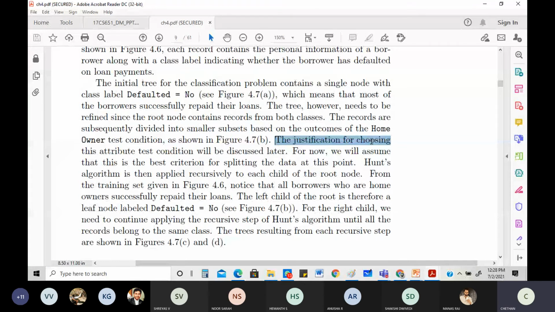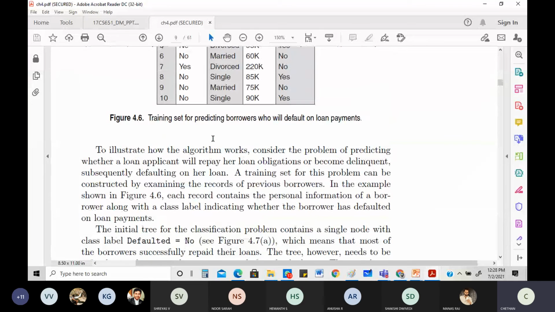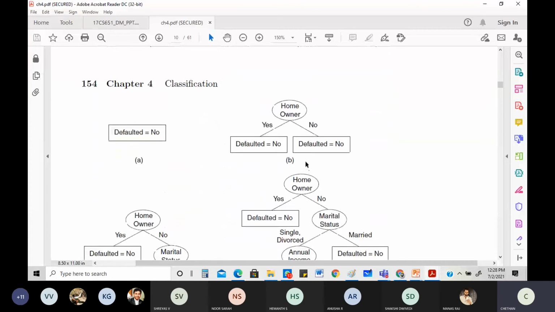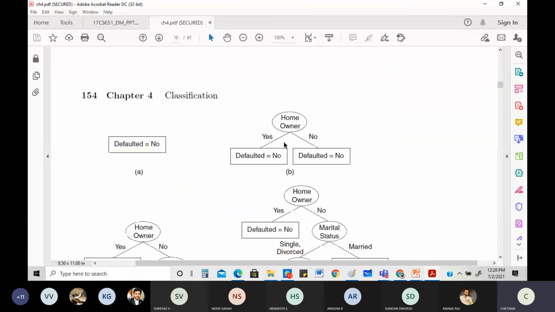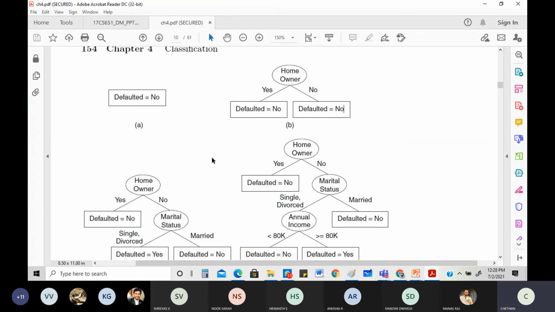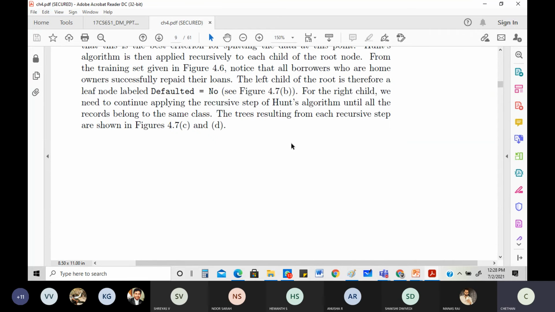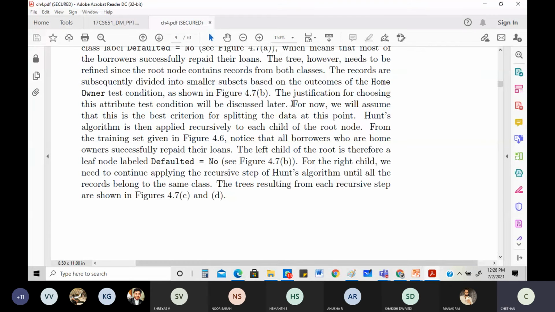The justification for choosing this attribute condition will be discussed later. That later is nothing but figuring out how it came through. Now, from that, what can we see? Homeowner: if it is yes, we say defaulted borrower is no. So based on that, we'll keep on creating splits like this. For now, we'll assume that's the best criteria for splitting.